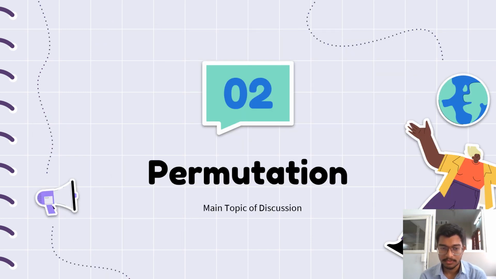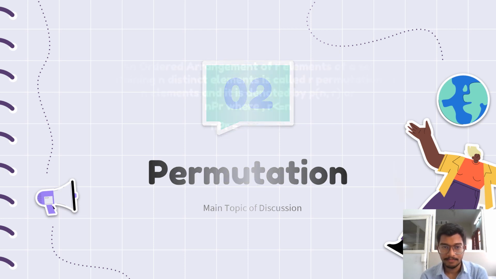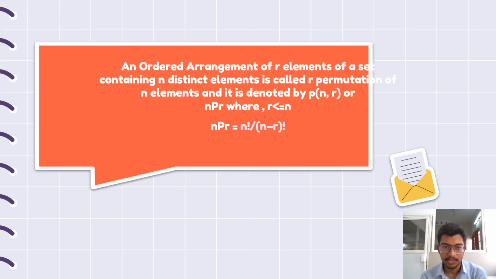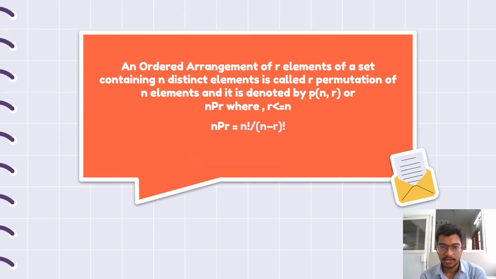So the main topic of discussion is permutation. First we will see the definition of permutation. An ordered arrangement of r elements of a set containing n distinct elements is called an r-permutation of n elements, and it is denoted by P(n, r) or nPr, where r is less than or equal to n. The formula of permutation is nPr equals n factorial divided by (n minus r) factorial.